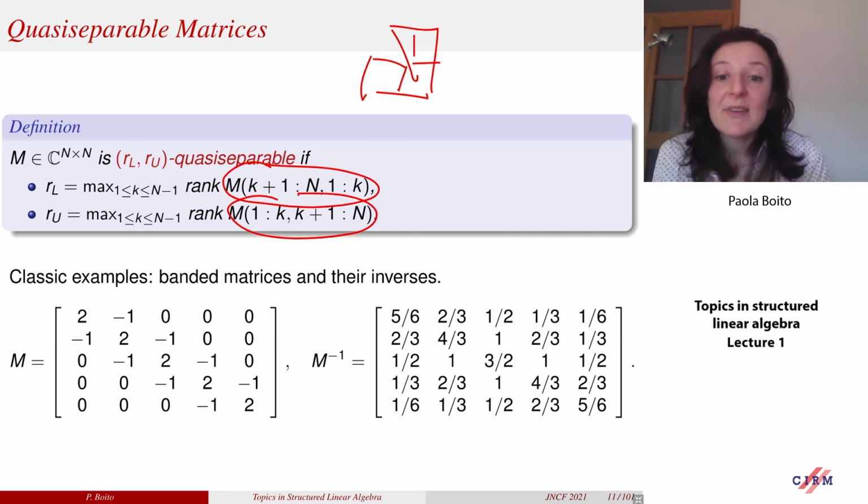As we were saying, banded matrices are a classical example of quasi-separable matrices. Here we have the same example we had before, the one-dimensional Laplace operator.